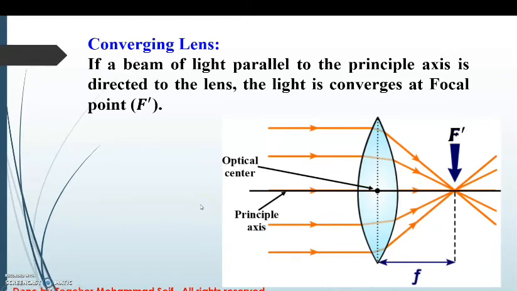The previous ones are called specific cases. Now the converging lens, how does it act? If a beam of light is parallel to the optical axis and is directed to the lens, the light converges at the image focus F prime. This is called the focal length. It's the distance between optical center and the image focus F prime. This is called the principal axis, we said.